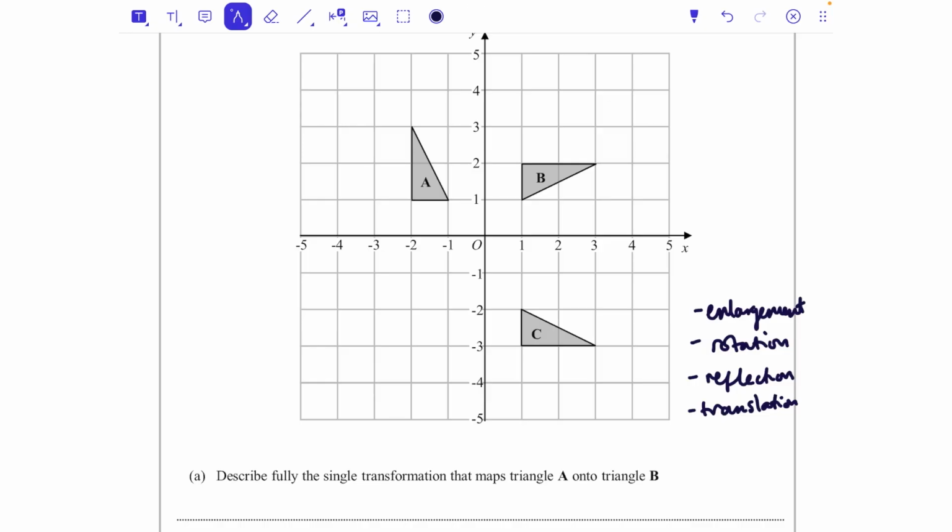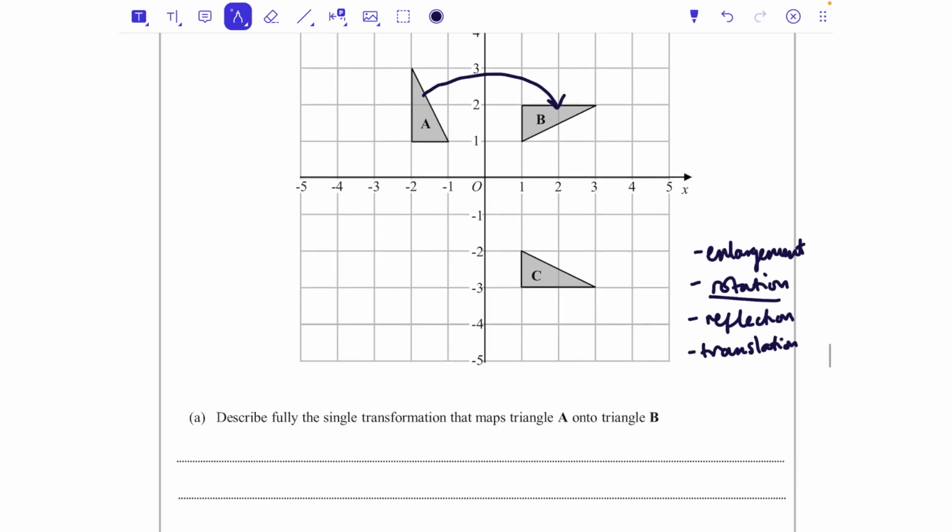So we can see that that hasn't happened here between A and B. Rotation is when it's turned, and that looks like what this one is. Reflection, we would need a mirror line, and it would just be reflected or flipped over. That's what it would look like. And then translation is when it's in exactly the same orientation, but it's just been moved. In this case, because we can see that this shape has turned, it's going to be a rotation. So that's the first thing I'm going to say. I'm going to say it's a rotation.